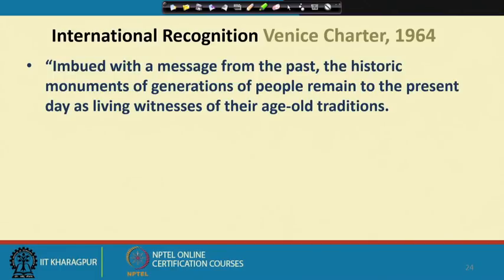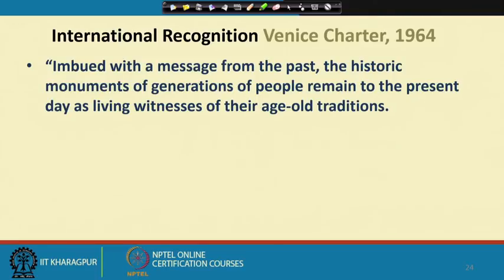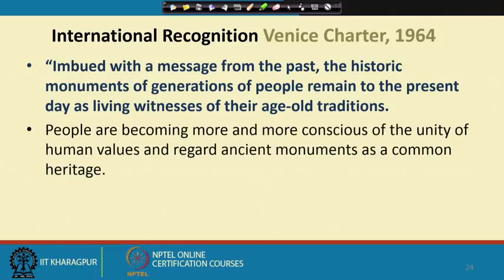Again, as I have already mentioned, imbued with a message from the past, the historic monuments of generations of people remain to the present day as living witnesses. This is very important, living witnesses of their age-old tradition. We see the genesis was there in the SPAB manifesto. People are becoming more and more conscious of the unity of human values and regard ancient monuments as a common heritage. So, this concept of not only a national heritage, but a common heritage, the international recognition, was a very important part of the Venice Charter.